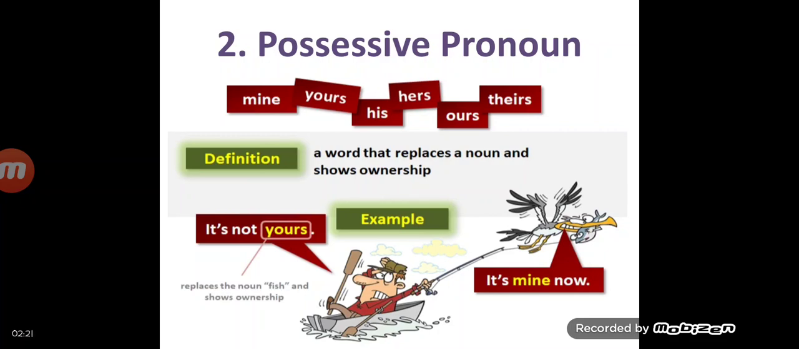You can see the example on your screen. It's not yours replaces the noun fish and shows ownership. Another example is it's mine now. The word mine in the sentence is the possessive pronoun.